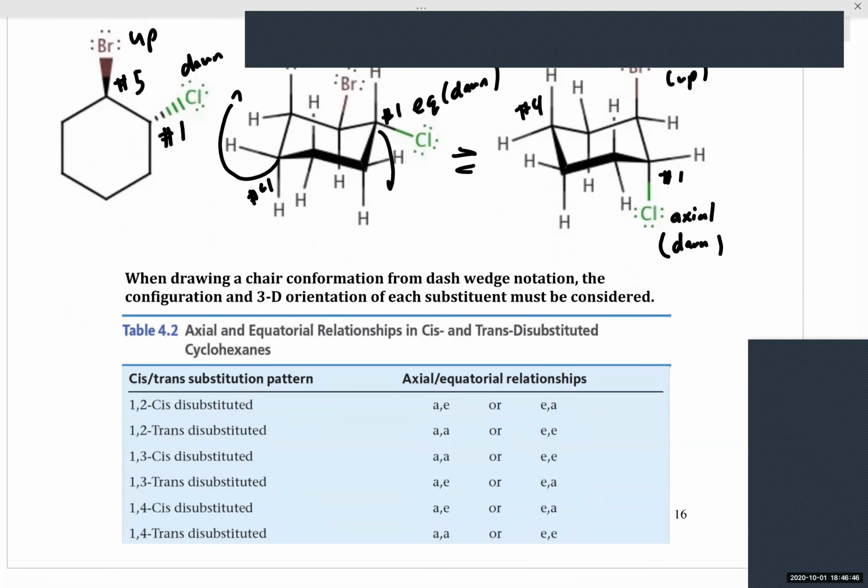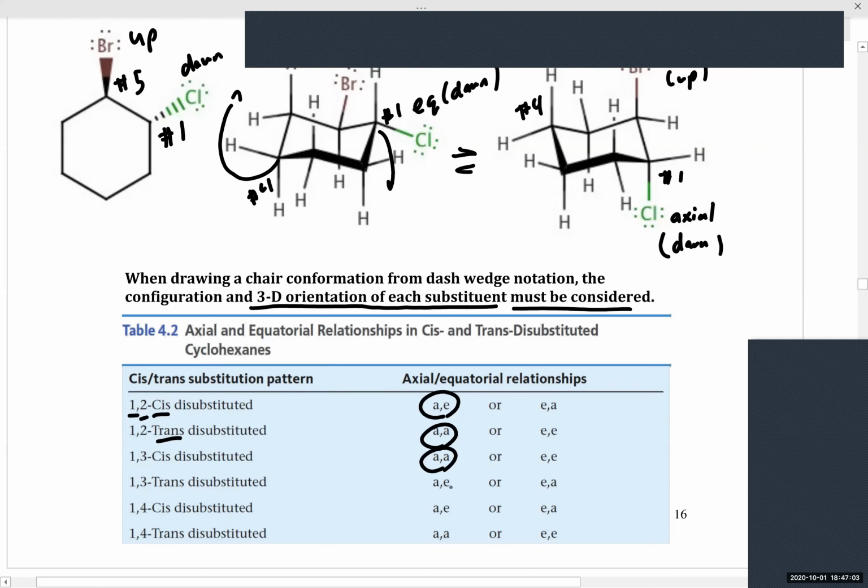So when drawing a chair conformation from dash wedge notation, you need to make sure the 3D orientation of each substituent is considered. Depending on the positions of our substituents and whether they're cis or trans, we have a different axial and equatorial relationship. This table, you're not meant to memorize it, but it's a useful tool for checking your work.